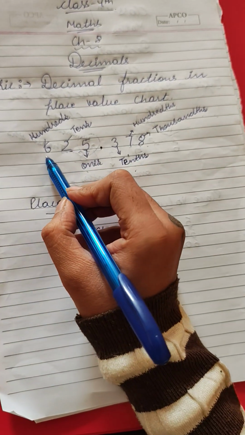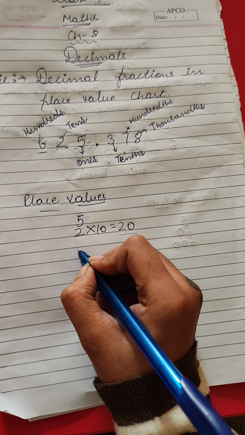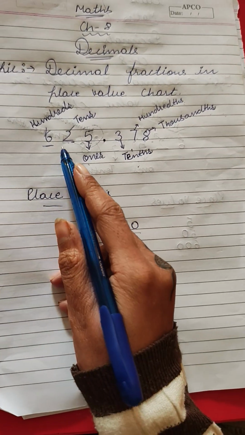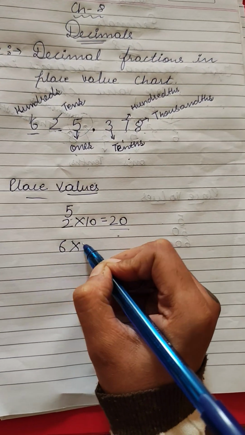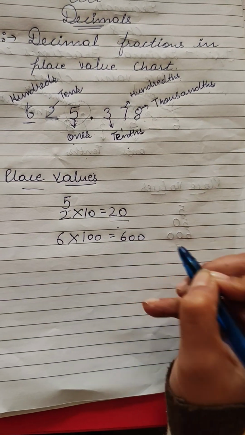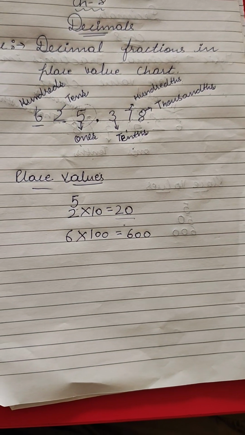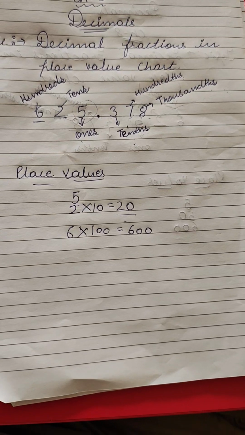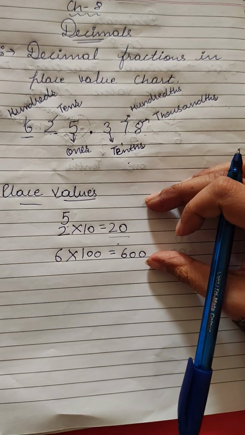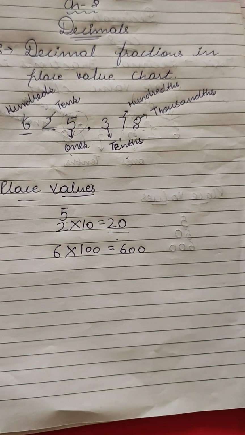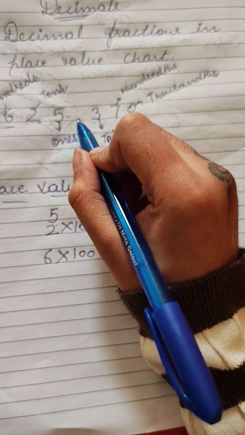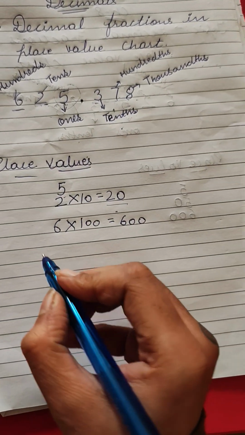Now, the place value of 6. As we all know, 6 is on the hundreds place. So we have to multiply 6 by 100 and it gives 600. So the place value of 6 in this number is 600. Okay, this is very easy, we know it all. Now we are going to write the place values of the digits that come after the decimal, like 3.